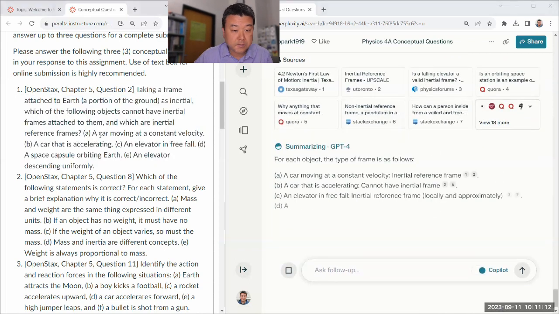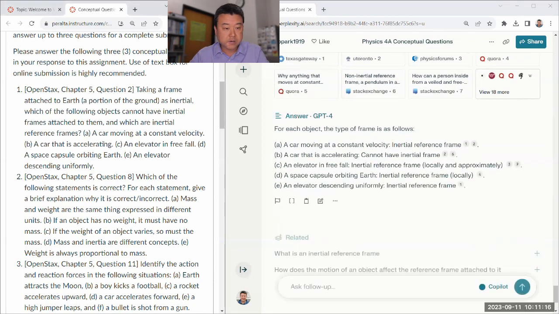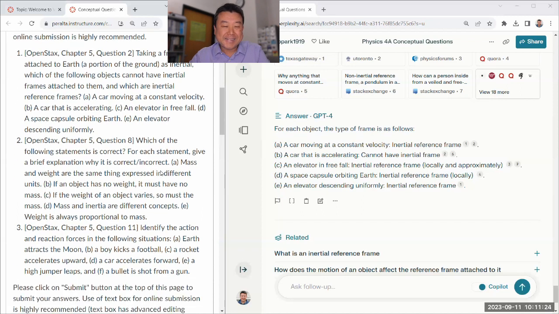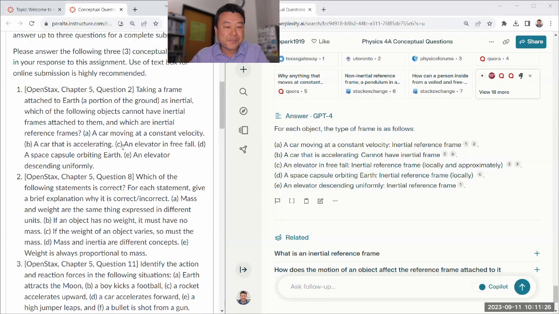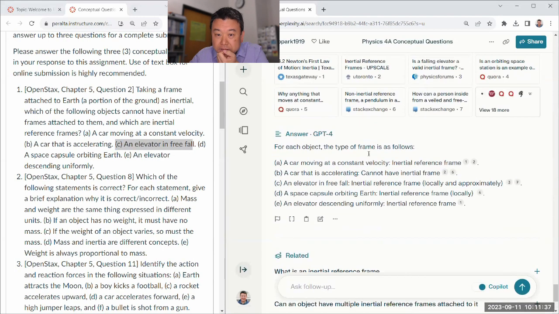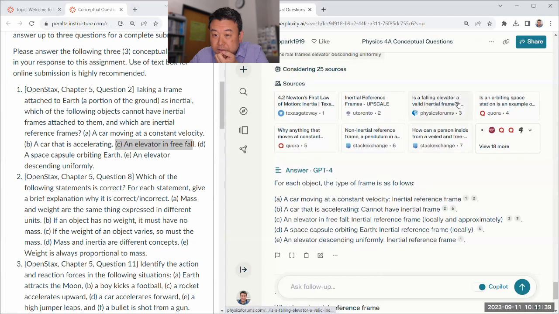So, okay, A, car moving at constant velocity. There should be an inertial reference frame, good. Car that is accelerating, right, non-inertial. Elevator in free fall. Yeah, this is a potentially complicated question. I do believe it's answered correctly. You can probably follow up on these links, references three and four, three and seven.